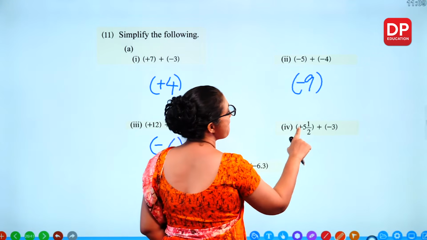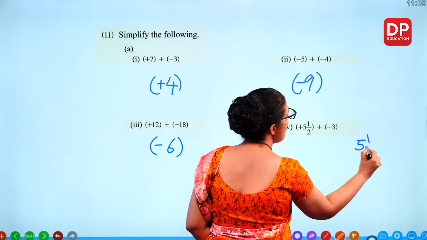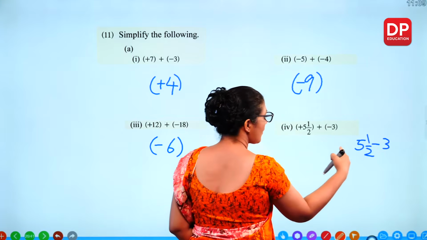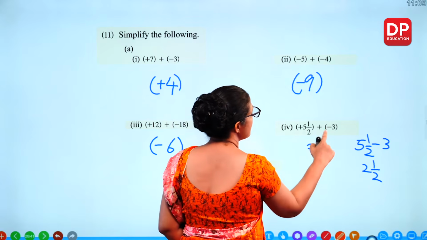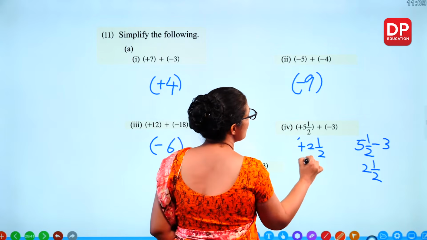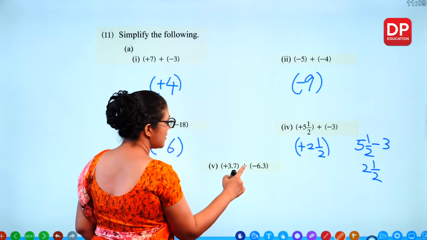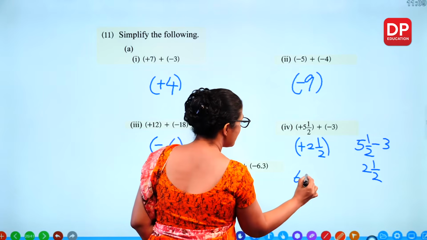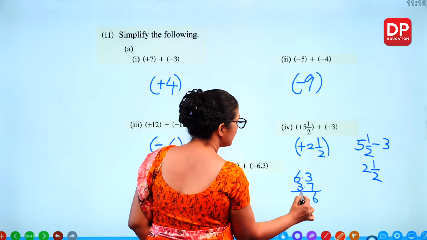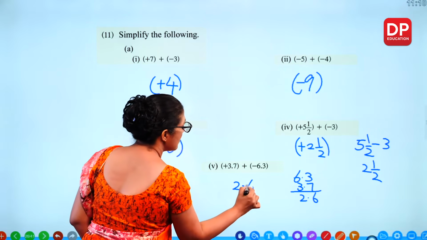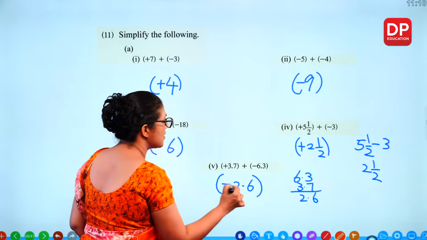Here different signs, so take the difference. 5.5 minus 3. So you get 5 minus 3, 2, 2.5. So 2.5 is there. So the bigger number is plus. So you get plus 2.5. And this one, different signs. Take the difference. When you take the difference, you get 2.6. So which one is bigger? Minus sign. So minus 2.6.